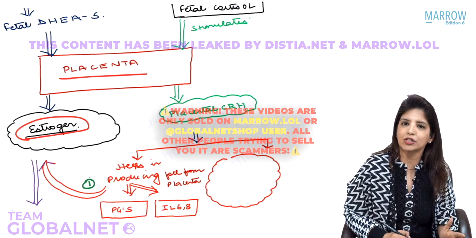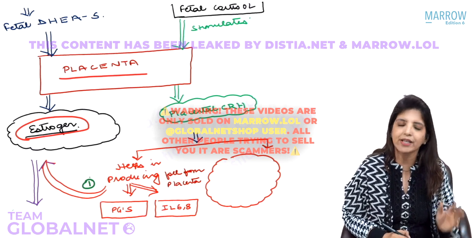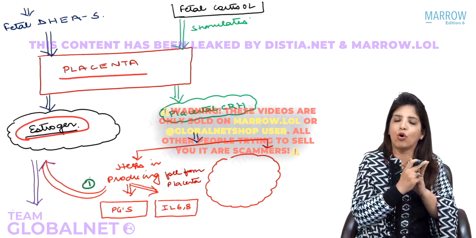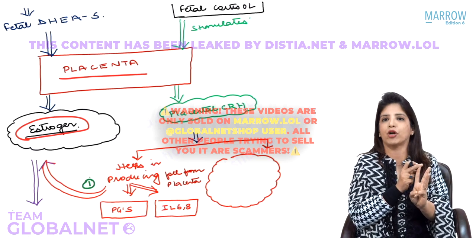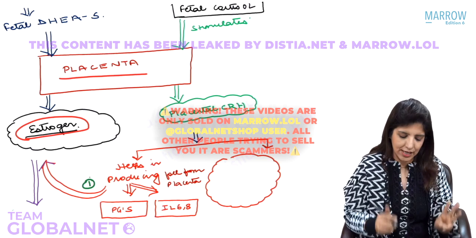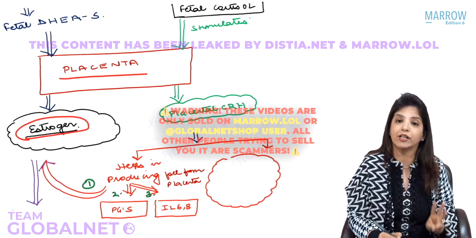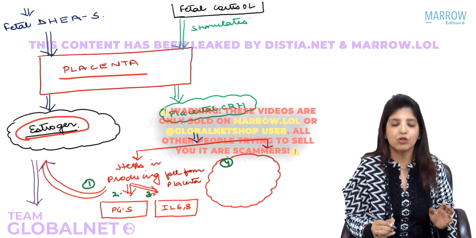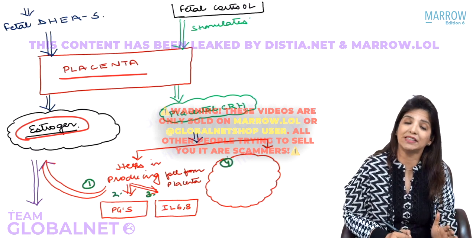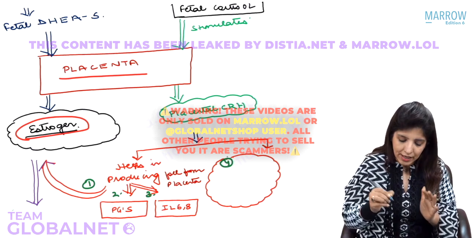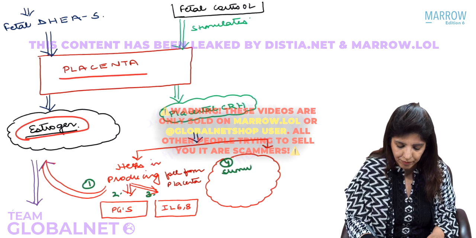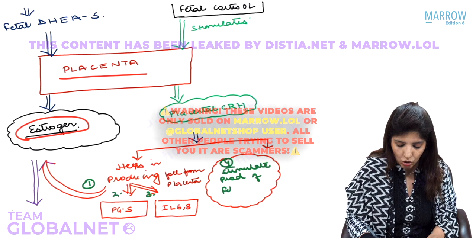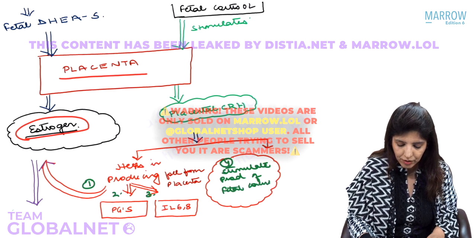From where are these prostaglandins released? I'll tell you shortly, right? So it helps in production of estrogen, it helps in production of interleukins, and it helps in production of prostaglandins. These are the 3 functions which I'm telling you here. Now, the 4th function which I'm telling you that this placental CRH is going to do is, it is going to stimulate the production of fetal cortisol as well.